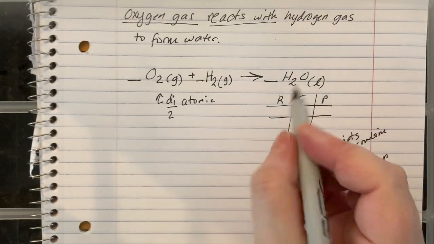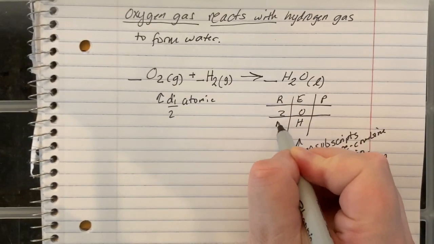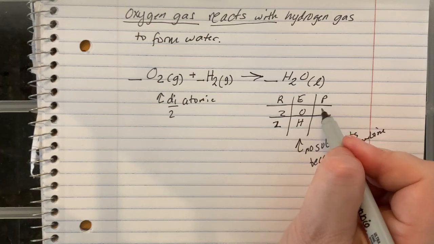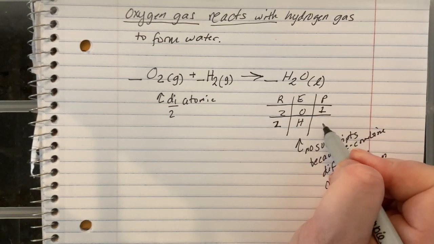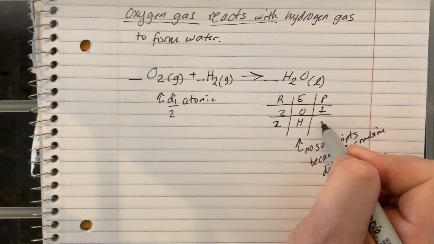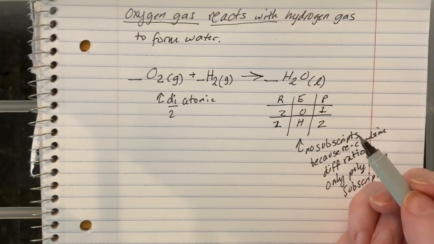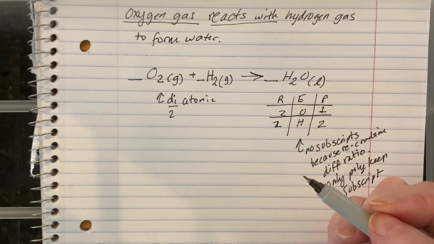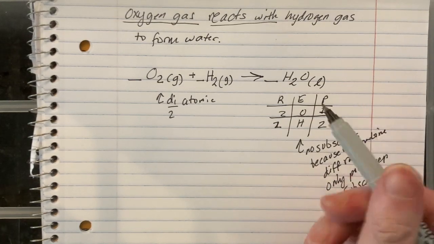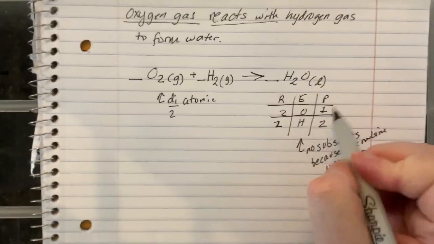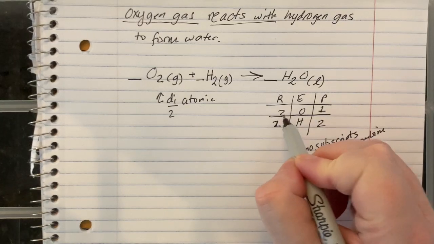All right, 2 oxygens on the left, 2 hydrogens on the left, 1 oxygen on the right, and 2 hydrogens on the right. So there's my initial chart. I can see that conservation of mass is not met. I have to do some work to get it balanced. I'm going to start on the right side. Oxygen's a 1. It needs to be a 2.